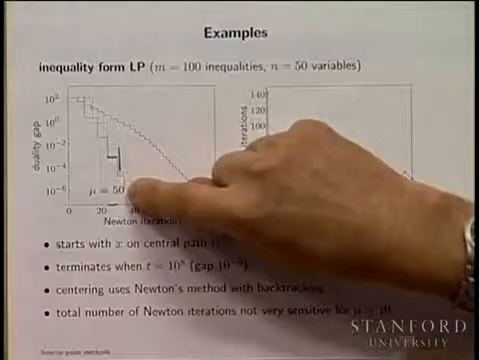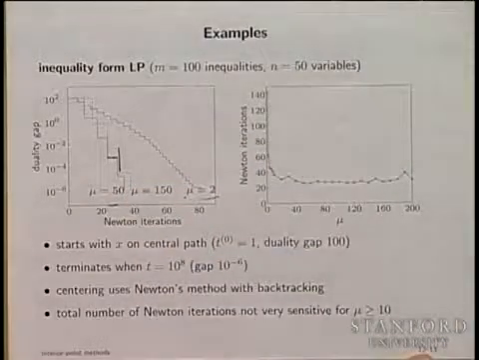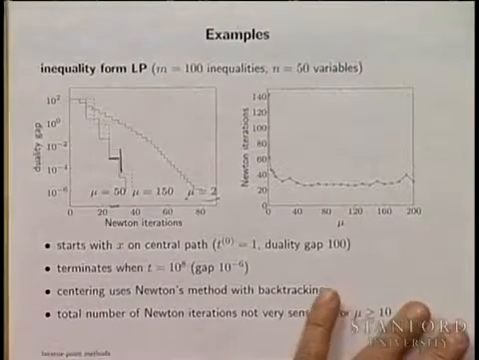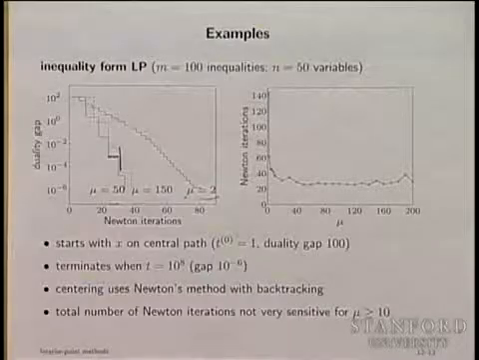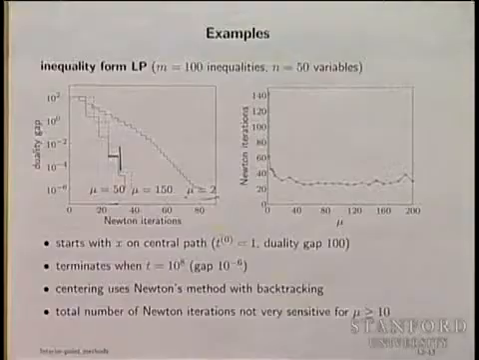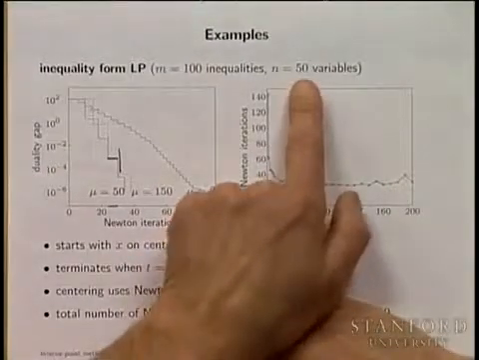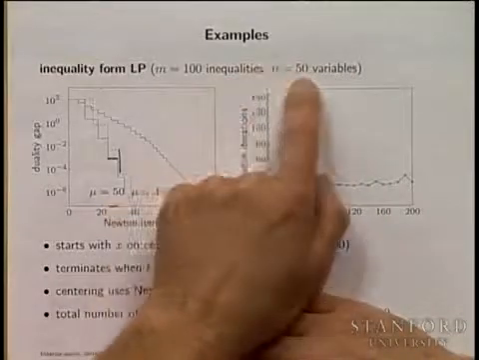Now this is really quite ridiculous because at mu equals 50, it means that with a total number on the order of 35 Newton steps, you've actually solved an LP to extremely high accuracy using Newton steps. So actually, let's just step back and think about what that means. First of all, it's quite ridiculous. The feasible set is a polyhedron defined by 100 inequalities and 50 variables.